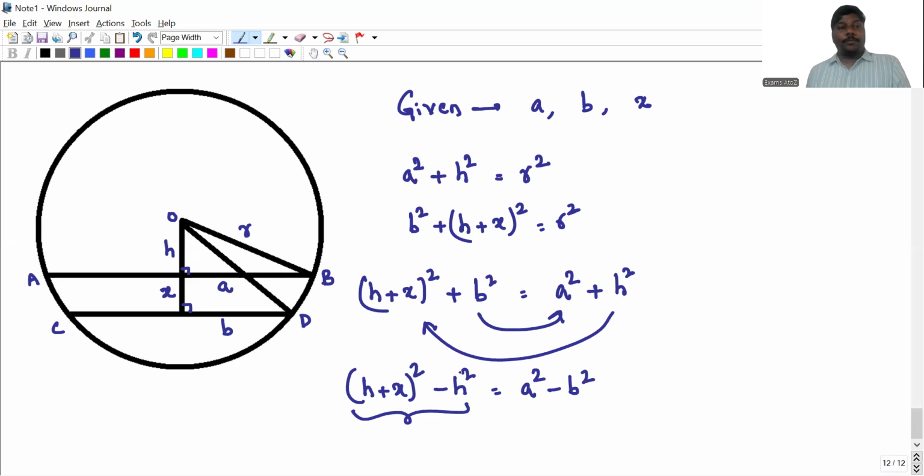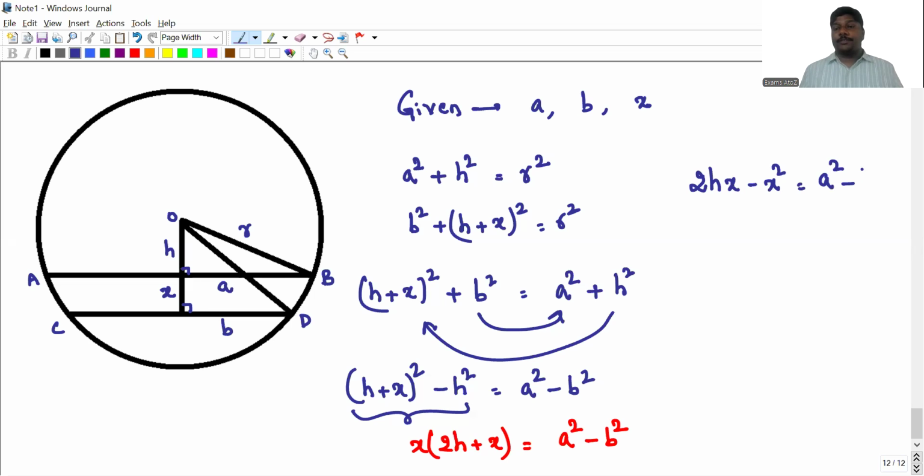You apply the a square minus b square formula. a minus b is going to be x, and a plus b is going to be 2h plus x, equal to a square minus b square. Now see, finally what you're getting: 2hx minus x square is going to be a square minus b square. Now what is the h value? 2hx is equal to a square minus b square, plus h square only, and you'll get minus x square here.